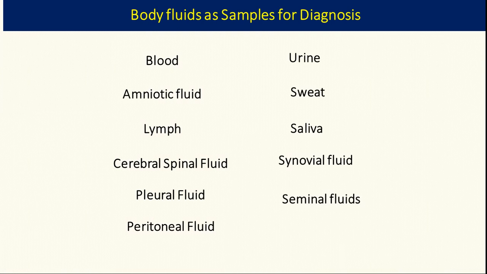Body fluids as samples for diagnosis. These are the various body fluids that we have. Blood and urine are very well known, sweat is also known, saliva is known to us, and then amniotic fluid for pregnant ladies. Lymph is not a very popular body fluid for sample analysis. Cerebrospinal fluid, pleural fluid, peritoneal fluid, seminal fluid, synovial fluid, all these fluids contain specific proportions of chemicals, specific chemicals. Blood contains one type of chemistry, urine contains one type of chemistry, saliva contains one type of chemistry.